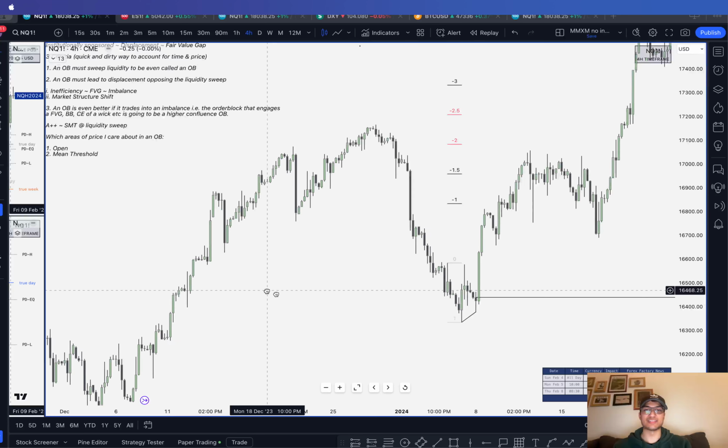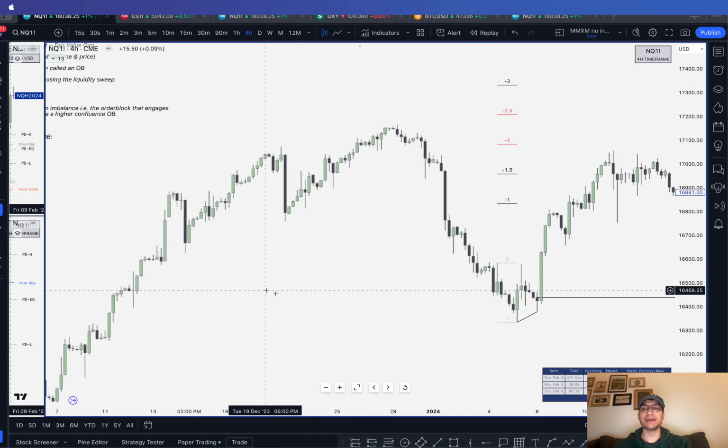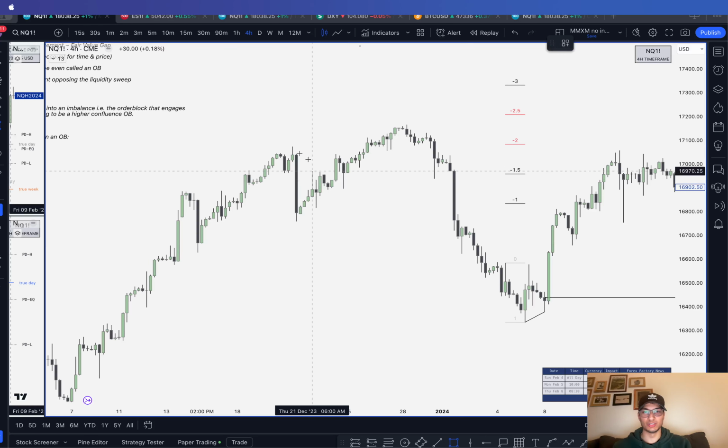This is like the basis of ICT. Why might a PD array fail to support price? So let's do this chronologically. Is this an A+ order block? Yes or no?